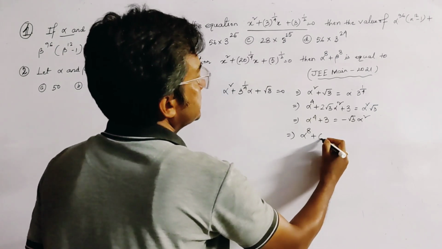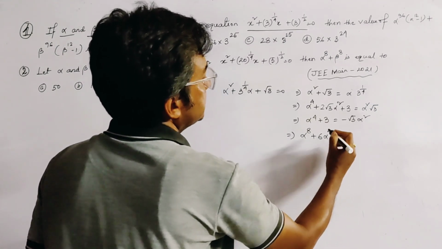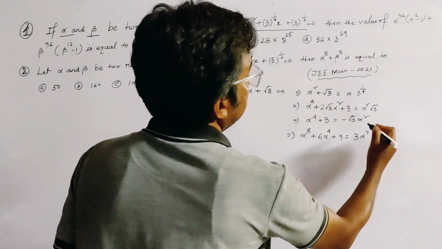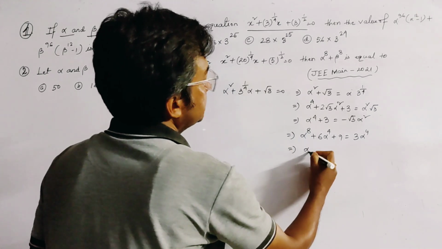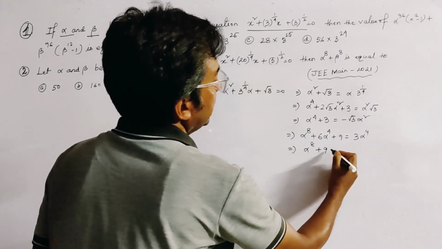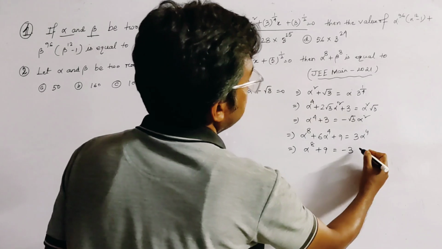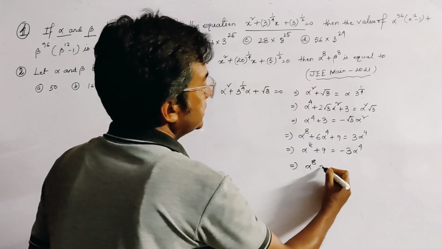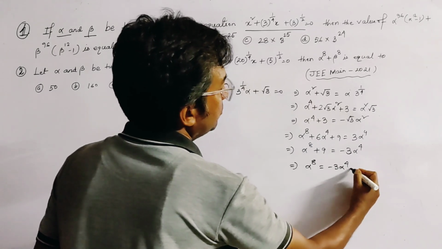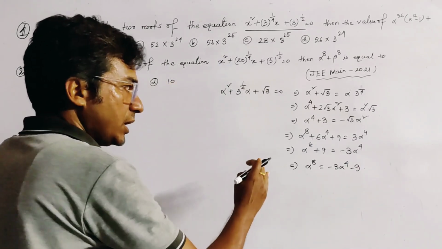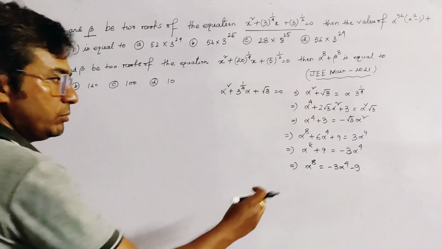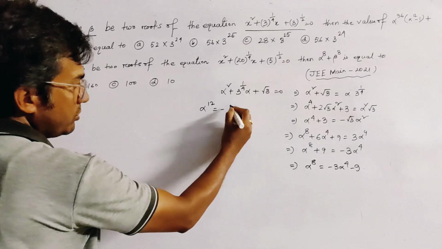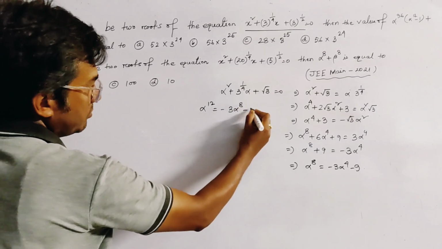plus 6 alpha to the power 4 plus 9 equals 3 alpha to the power 4, and this relation gives alpha to the power 8 plus 9 equals minus 3 into alpha to the power 4. From this relation we get alpha to the power 8 equals minus 3 alpha to the power 4 minus 9, and we multiply both sides by alpha to the power 4, so we get alpha to the power 12 equals minus 3 alpha to the power 8 minus 9 alpha to the power 4.